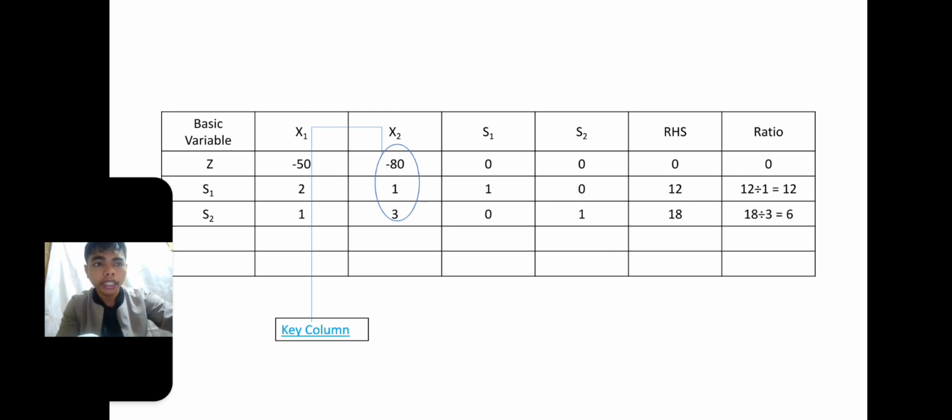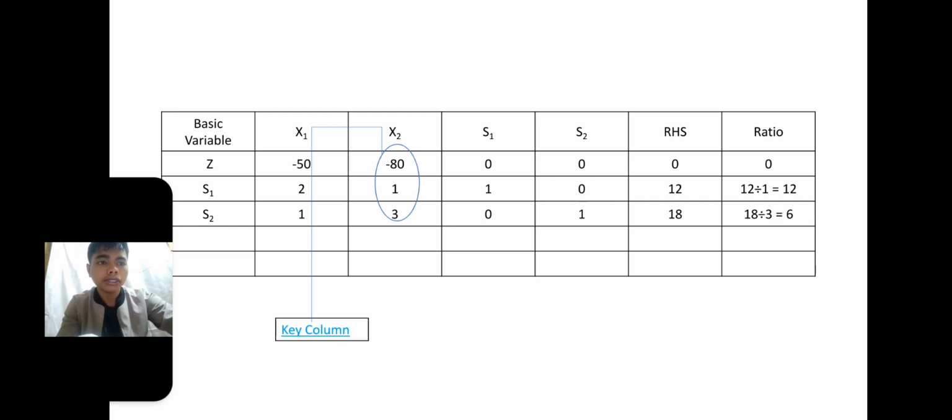To look for the key row, you should always divide the key column into the RHS so we can look for the ratio that has the smallest value by dividing it. 0 divided by negative 80 is equal to 0. 12 divided by 1 is equal to 12, and 18 divided by 3 is equal to 6.